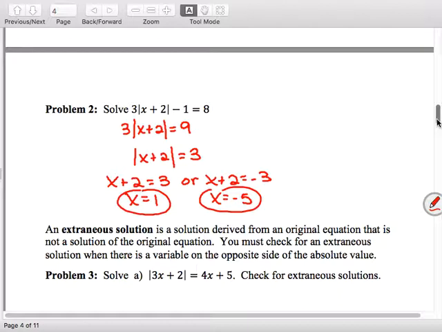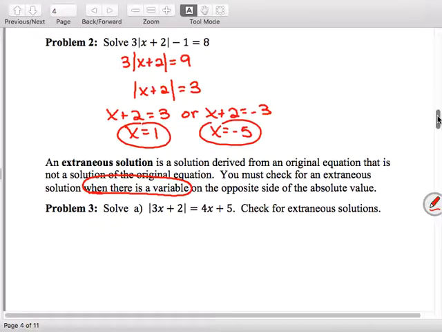All right, an extraneous solution is a solution derived from an original equation that is not a solution of the original equation. You must check for an extraneous solution when there is a variable. So I want you to circle this. When there's a variable on the opposite side of the absolute value, that's when we get extraneous solutions.